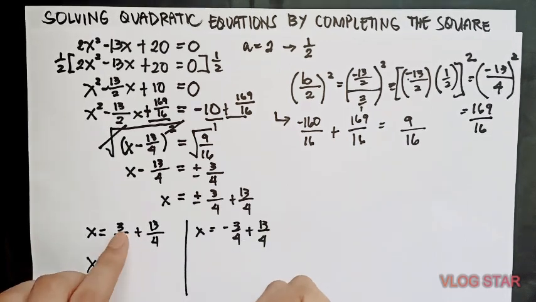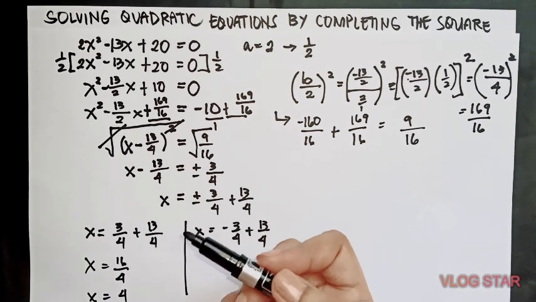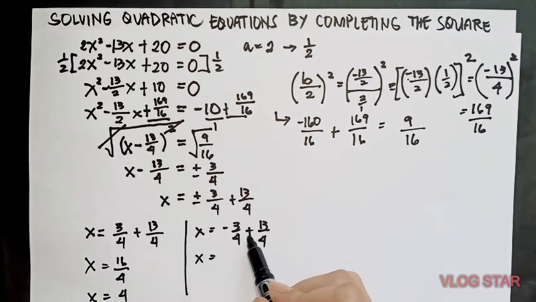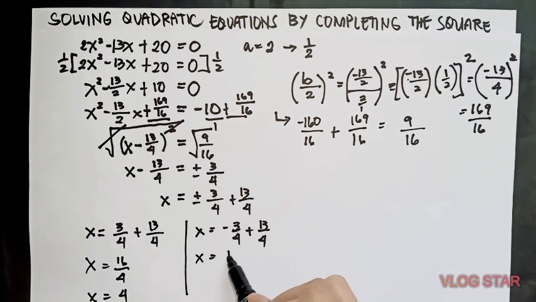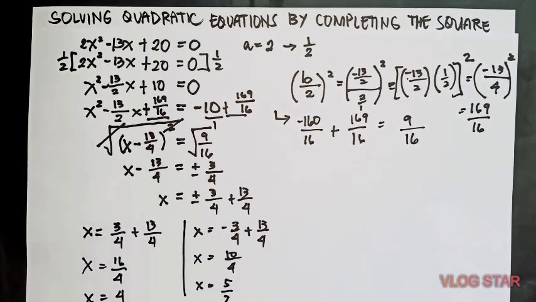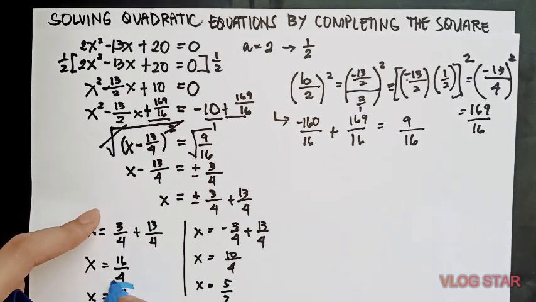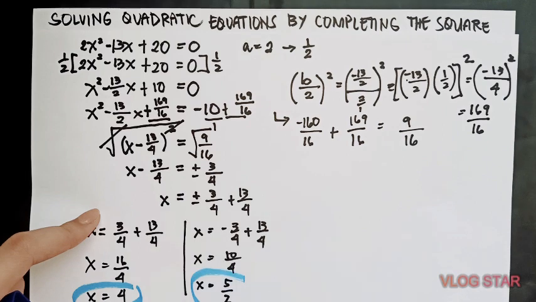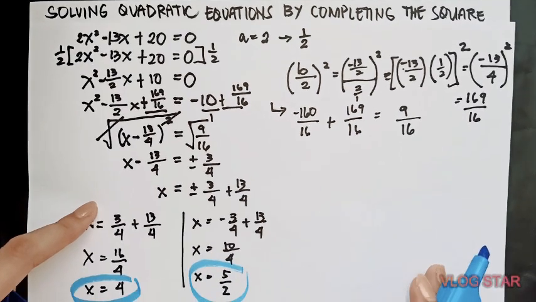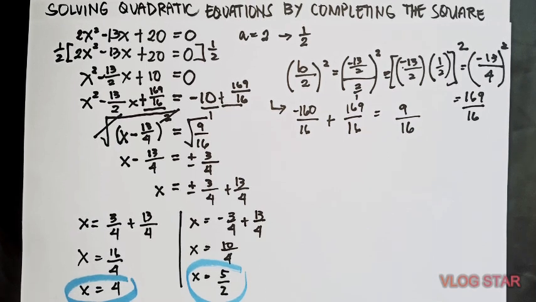So 3 plus 13 is 16 over 4, and simplifying, 16 divided by 4 is 4. And here we have x equals negative 3 plus 13, that is 10, over 4. Get the lowest term, that is 5/2. Therefore, the values of x are positive 4 and positive 5 halves.